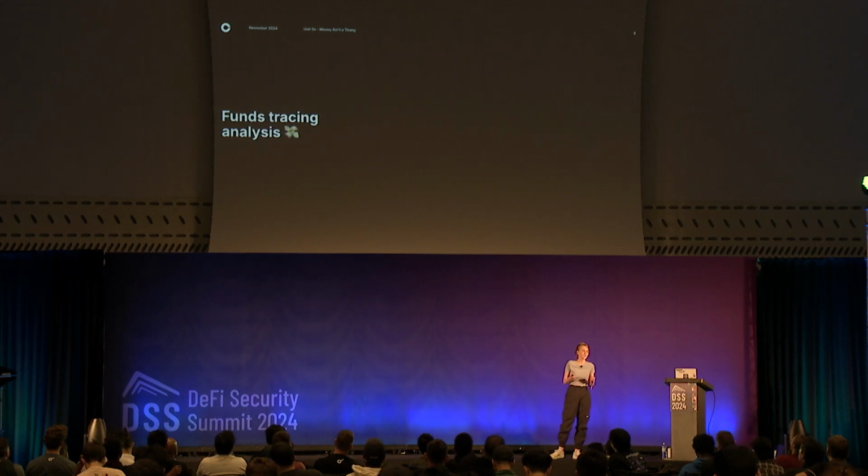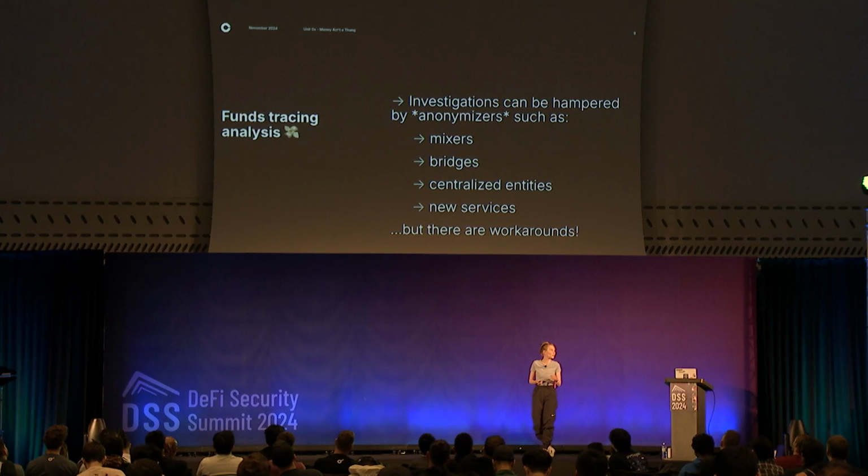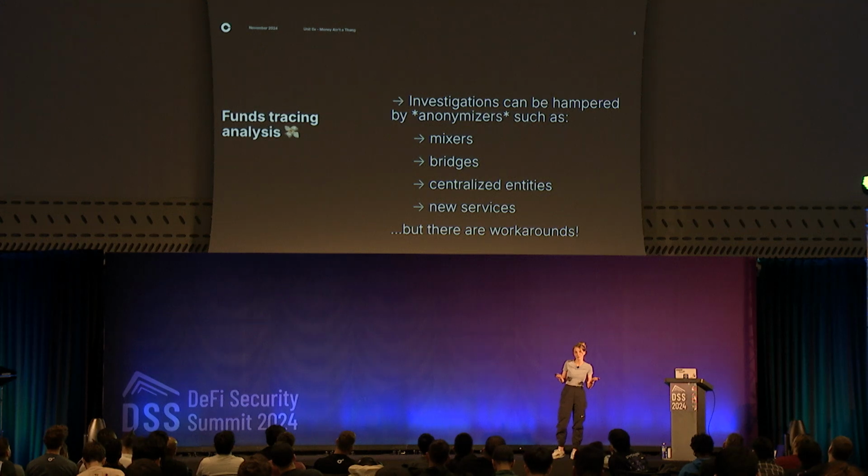Because we also want to talk about funds tracing analysis. Now, investigations can be hampered by a lot of different things that I would like to call anonymizers, so to speak. That can be mixers, like in the case of Tornado Cash, bridges as well, increasingly, as they become more and more complex, centralized entities and services, as well as new services that come on chain. Time and again, I have found that new attackers like to leverage new services because it's difficult for investigators to trace through them to figure out where the funds are flowing to.